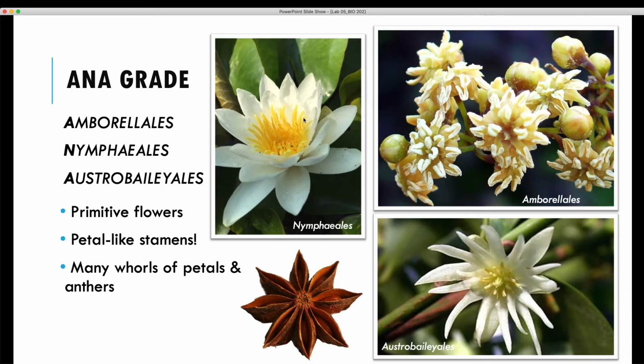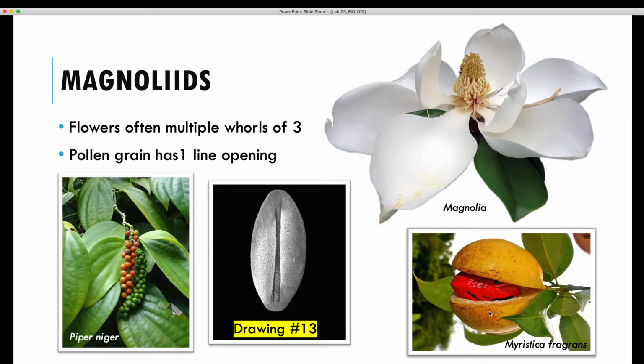So our water lilies, Amborella is a plant group that's native to like Australia, that kind of area, hard to find. And then things like star anise are in our Austrobaileyales group. So magnoliids, these are what you're used to seeing here. So Piper nigrum, which is actually where we get black pepper, is in this group. We also have nutmeg in this group as well. So how to differentiate a magnoliid? They have 1 line opening in their pollen grains, and their flowers are usually in whorls of 3.